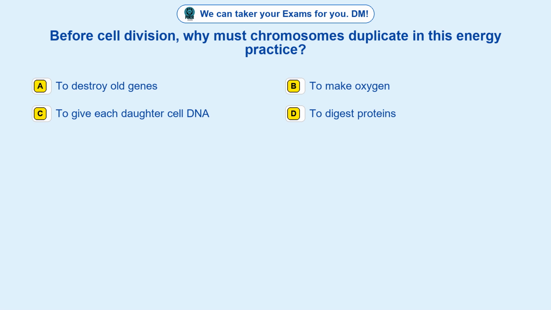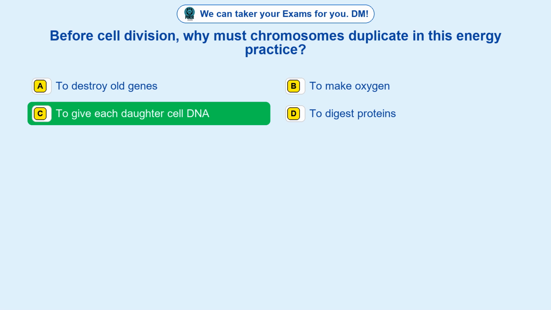Question 4. Before cell division, why must chromosomes duplicate in this energy practice? Option A, to destroy old genes. Option B, to make oxygen. Option C, to give each daughter cell DNA. Option D, to digest proteins. The correct answer is option C, to give each daughter cell DNA.